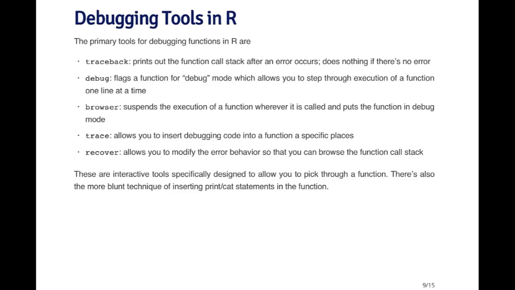So the traceback function prints out what's called the function call stack. Typically when you call a function, that function calls another function, and then that function calls another function, and then you're 4 functions deep, and maybe the error happens way down here. Traceback tells you how many function calls you're in and where the error occurred, so you can try to identify where in the sequence of function calls the error occurred.